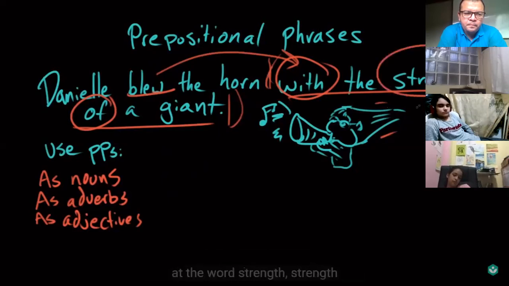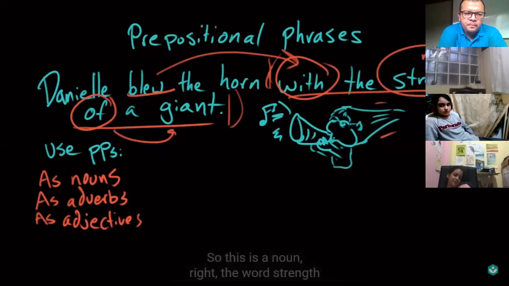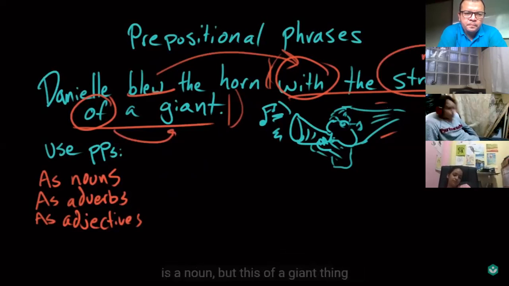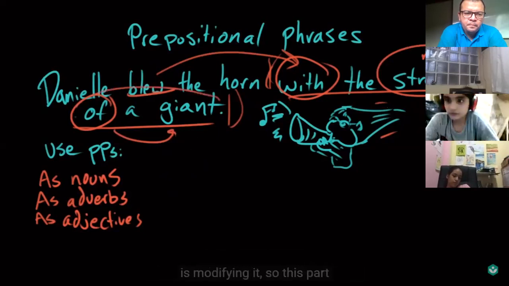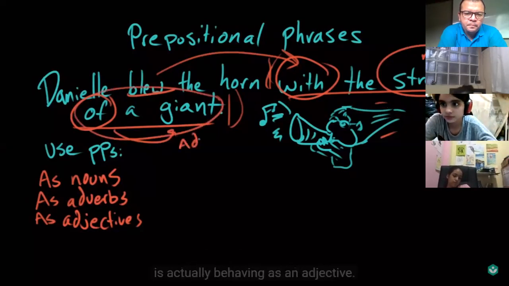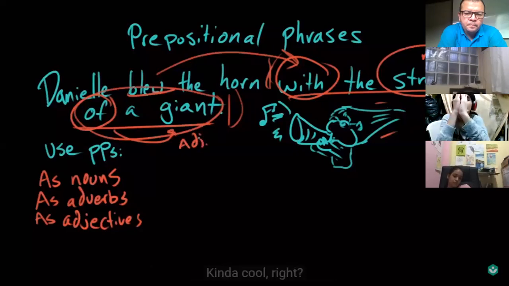But if we look at the word strength, strength is being modified by of a giant. So this is a noun, right? The word strength is a noun. But this of a giant thing is modifying it. So this part is actually behaving as an adjective. Kind of cool, right? Let's look at some more examples.